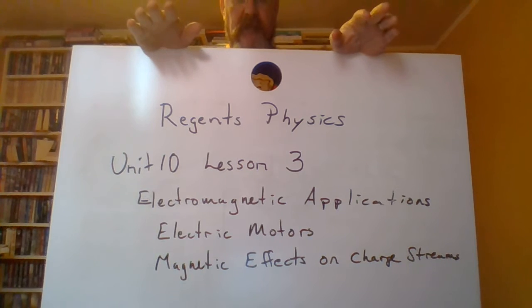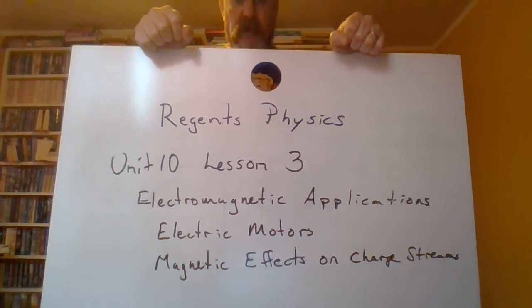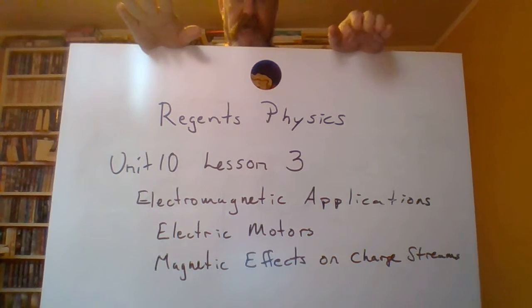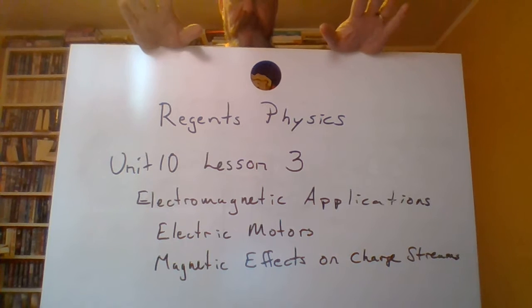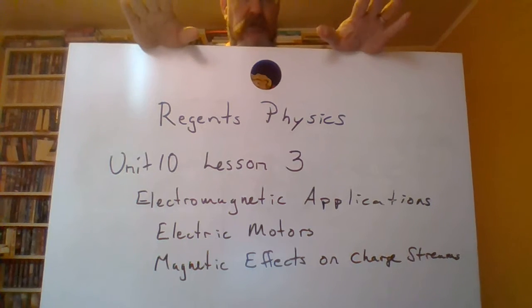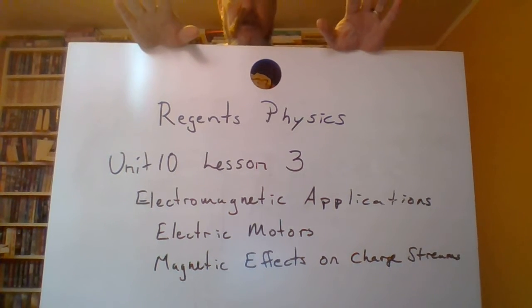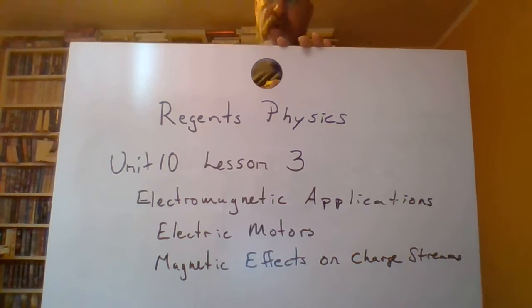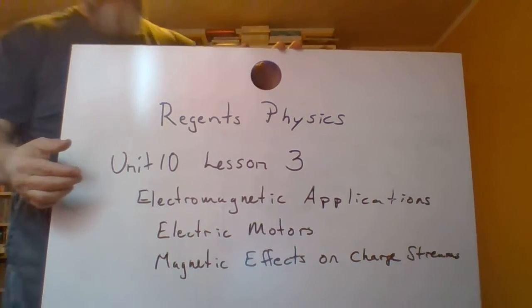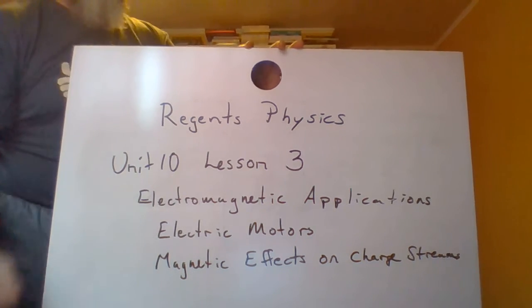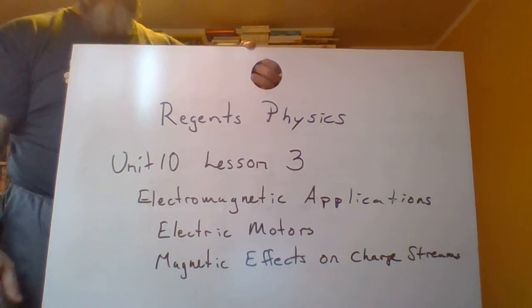Unit 10, Lesson 3, Electromagnetic Applications. In this lesson, we are going to explore how electromagnetic induction affects a current carrying wire or a stream of charged particles as they move through or are affected by an external magnetic field. So we're going to be looking at what is the principle behind electric motors and what is the magnetic effect on a stream of charged particles moving through a space.